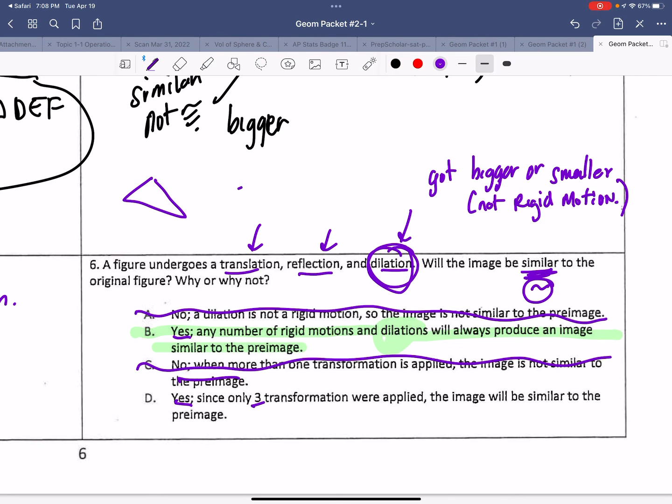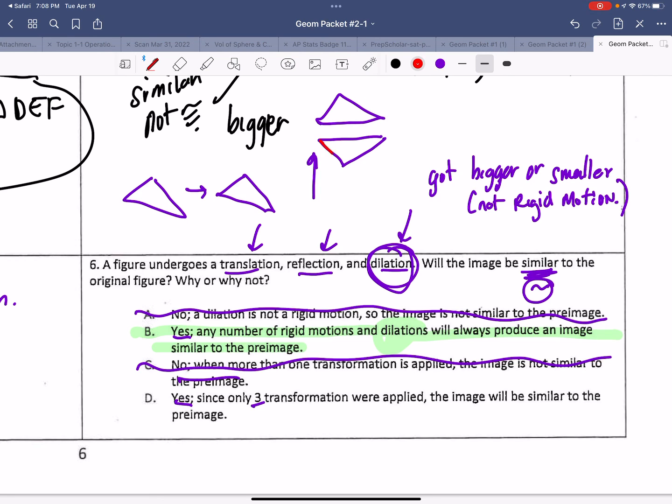Let's say I take a triangle and I shift it over here. Now, I need to try to make sure that it doesn't get bigger or smaller because translate just means shifted it over. Let's say I shifted it up and then let's say I flipped it over. It doesn't matter how many rigid motions I do, it's still the same size. Now let's say I blow it up.